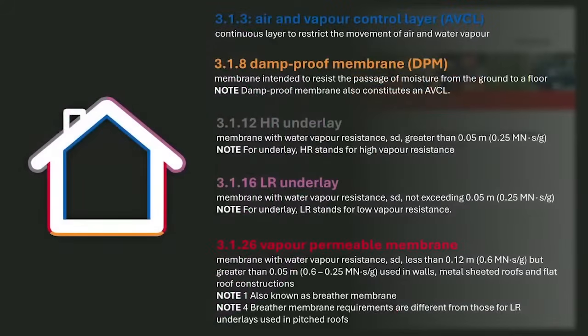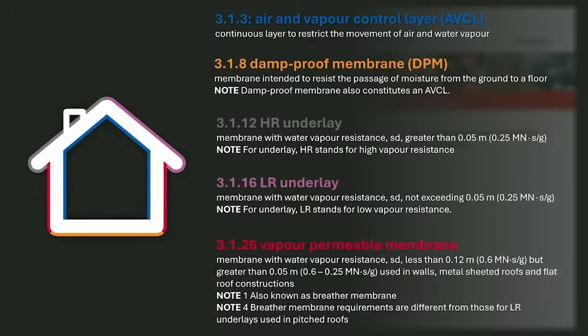AVCL, or air and vapor control layer membranes, are used on the warm side of the insulation to limit the ingress of moisture into the construction by both diffusion and by convection, air movement. DPM, or damp-proof membranes, are used at ground level to prevent the ingress of ground moisture into the structure. There is a requirement to provide gas protection, for example on brownfield sites, and some DPM membranes can also work as barriers to gas and other on-site contaminants, although these types of membrane are out with the scope of BS 5250.